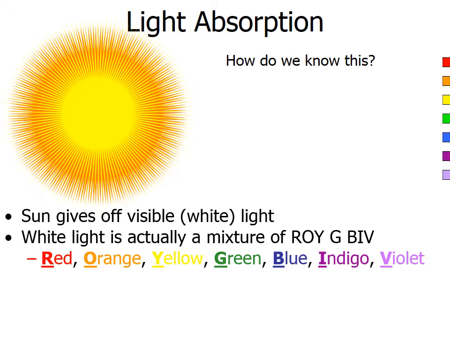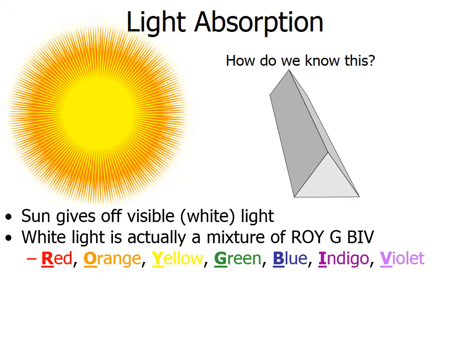Well, how do we know this? How do we know that the visible white light is all these colors mushed together? Well, if you've ever played with a prism as a child, if you shine sunlight into one end of the prism, you can actually see a rainbow come out the other end.